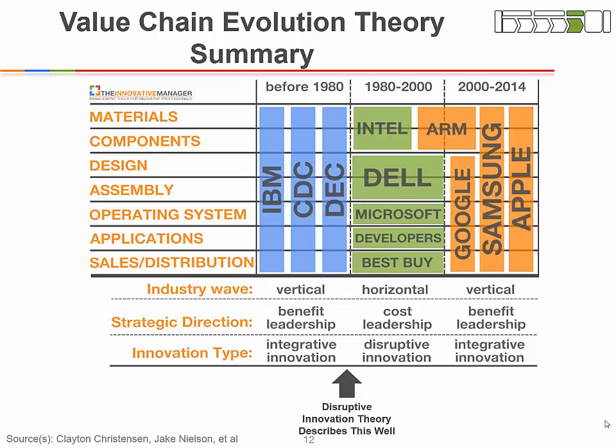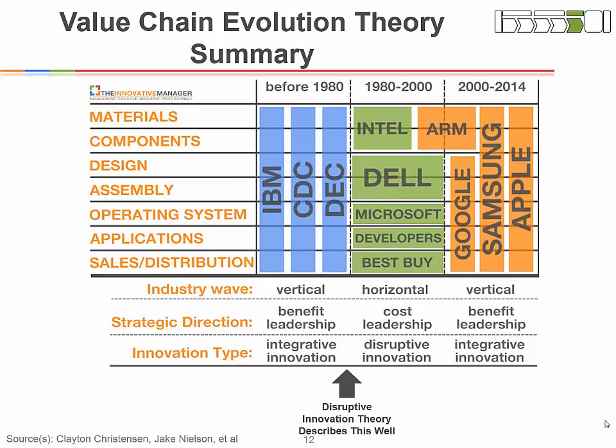What's interesting about this process is these are really peaks and valleys in an industry's composition. One goes from vertical to horizontal and back to vertical. And each of these represents a specific strategic direction. In the vertical case, it's all about benefit leadership, providing as many benefits in each product as possible. And in the horizontal case, it's all about cost leadership, driving out costs, specializing companies and processes to make as low-cost products as possible. And then it goes back into benefit leadership.